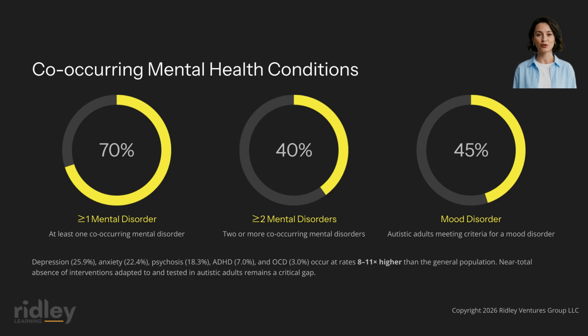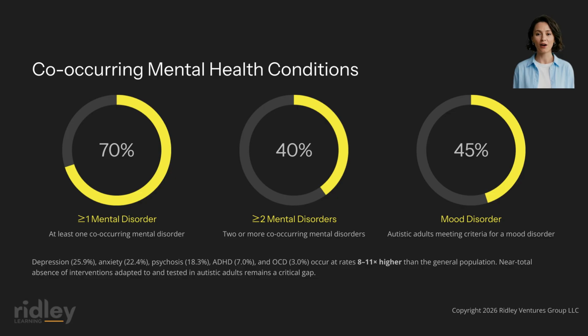Torenvliet and colleagues' 2025 cohort found that 45% of autistic adults met criteria for a mood disorder, 22% for an anxiety disorder, and 21% for a personality disorder, at rates 6 to 34 times higher than among non-autistic comparators.